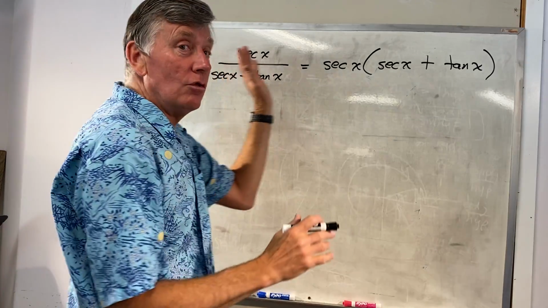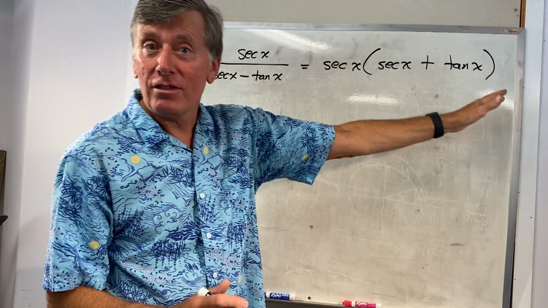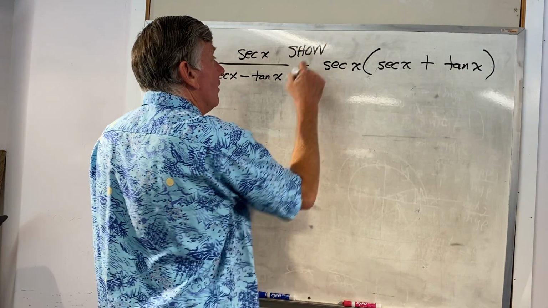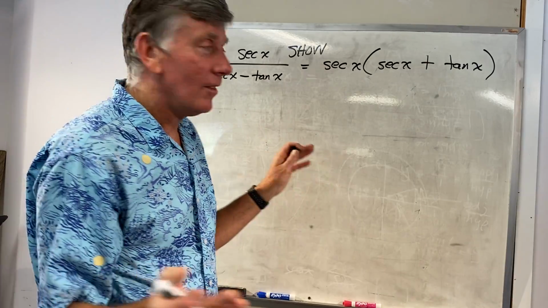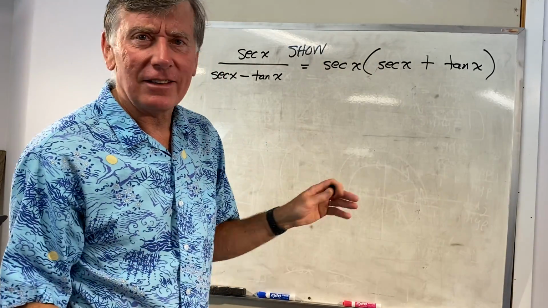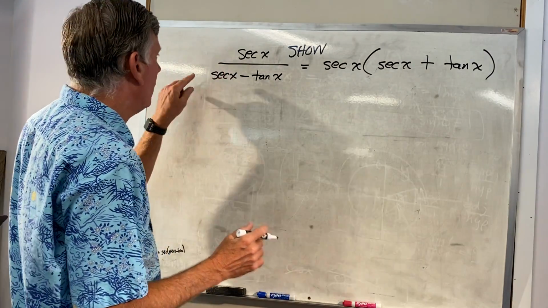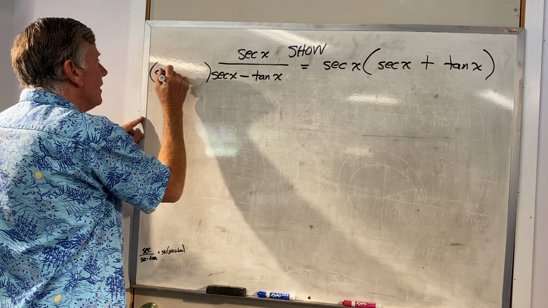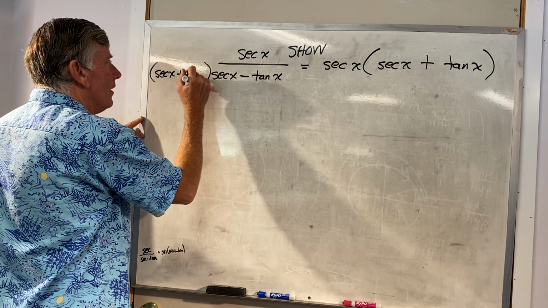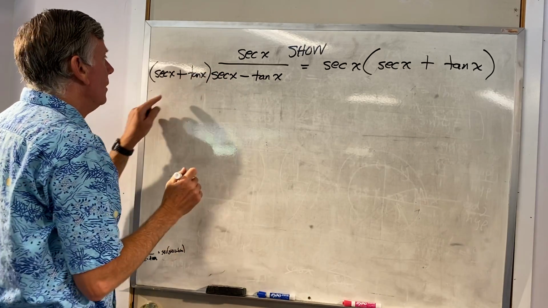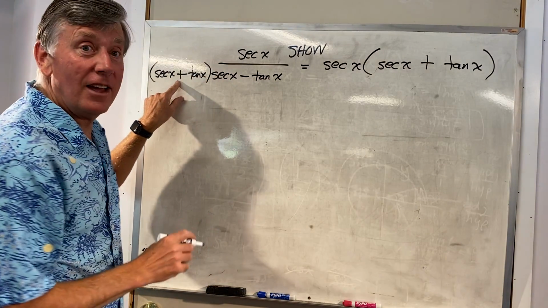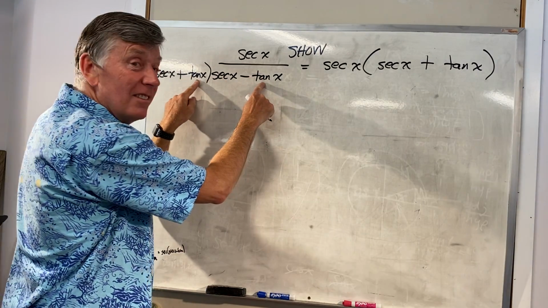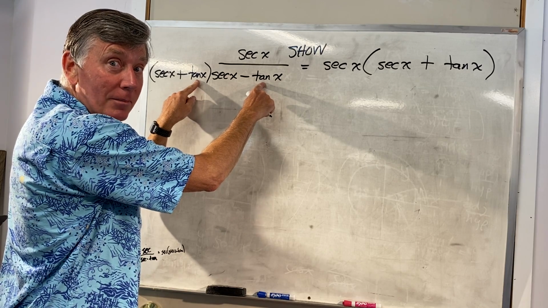Because remember, with an identity, I do not multiply the equation through. I want to show that this is equal. I don't show that it's equal by multiplying through and canceling stuff. That doesn't do it. So I'm going to multiply this by what's called the conjugate, which is the secant of x plus the tangent of x. Minus sign here, plus sign here, everything else the same. I'm going to get secant squared minus tangent squared on the bottom.